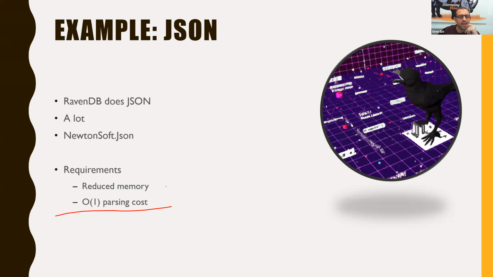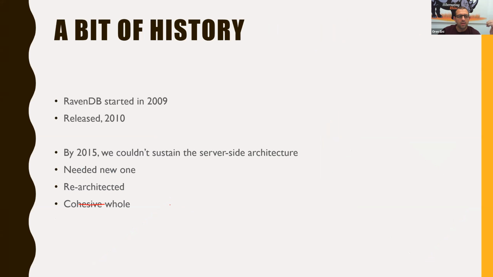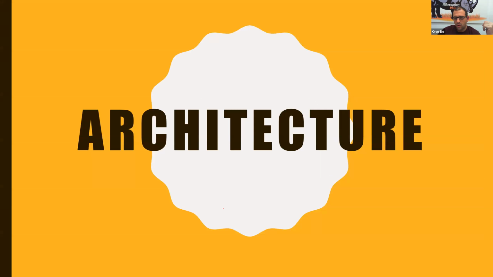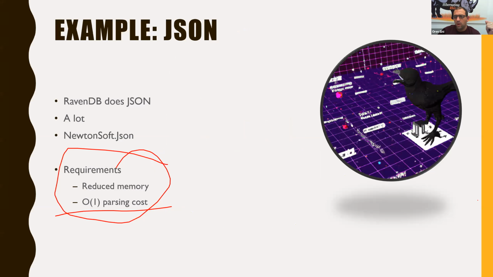The whole idea is that we are able to build our own JSON representation that matches what we actually need from the system, that has this O(1) parsing cost. But remember that I spoke about this notion of cohesiveness. How does it play into that? Well, what you can see is that RavenDB, in terms of storage, is using a memory mapped file. Memory mapped file means that I can access it by pointer. And then I have no preparation cost.